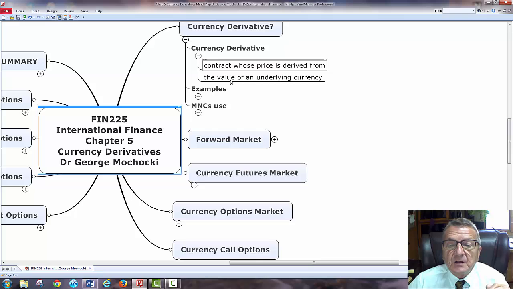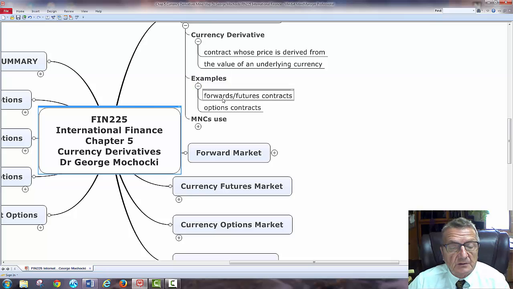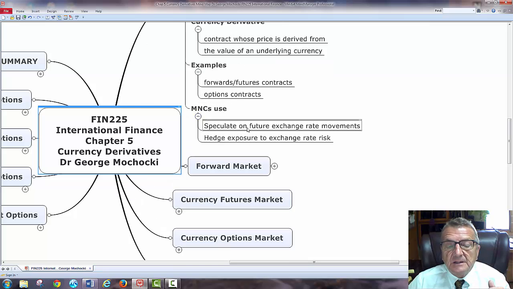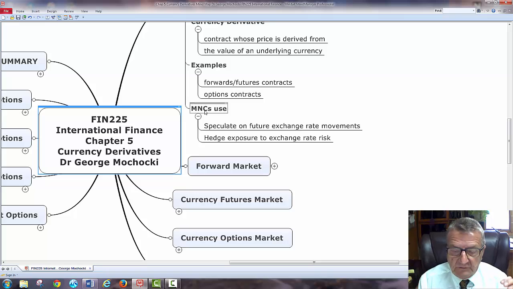Basic definitions: a contract whose price is derived from the value of underlying currency. And you get a different derivative, but this one is looking at currency. Okay, currency derivative. Now some examples would be forwards and futures contracts. This is what we're going to be discussing in this class. In this chapter, when I'm looking at MNCs, multinational corporations, the whole focus of this first half of the chapters, from chapter 1 to 10, is going to be looking at it through the eyes of an MNC.